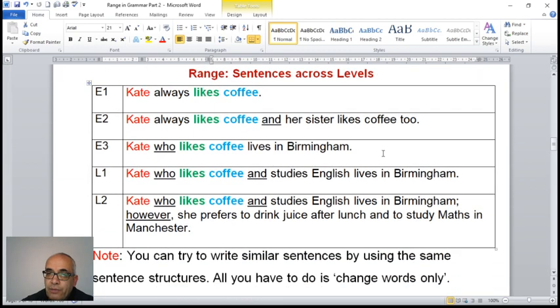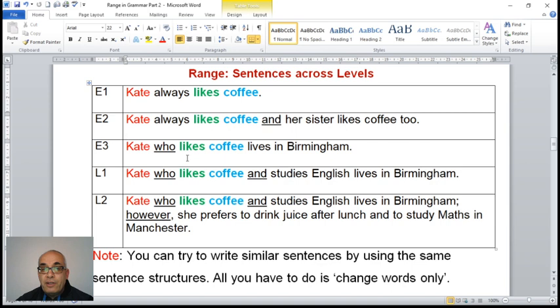Let's move on to more examples. Let's look at this one here. So here, entry 1: Kate always likes coffee. So this is what? A simple sentence. Why? There is no conjunction. Very good. Entry 2: Kate always likes coffee, and her sister likes coffee too. So what do I use here? I use a compound sentence. Why is it a compound sentence? Because I use and as a conjunction.